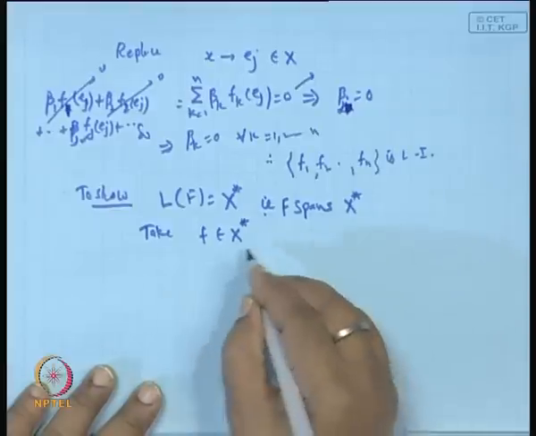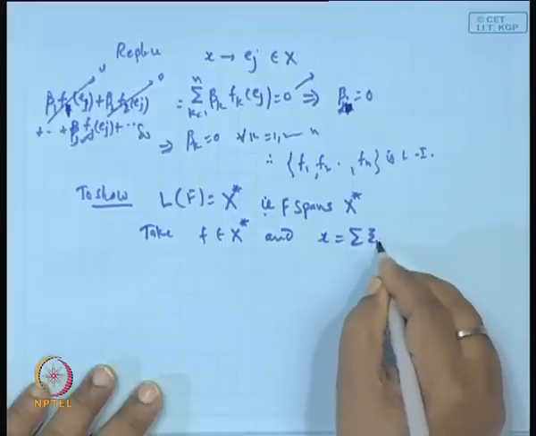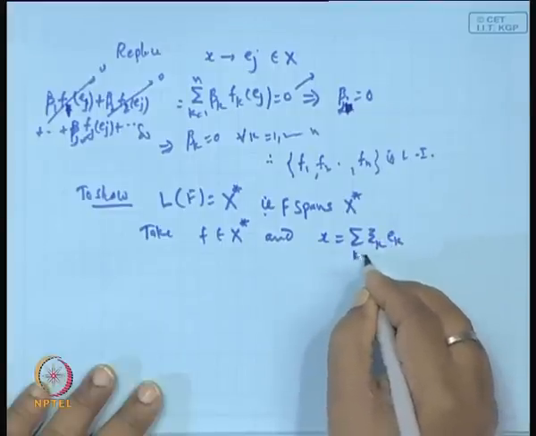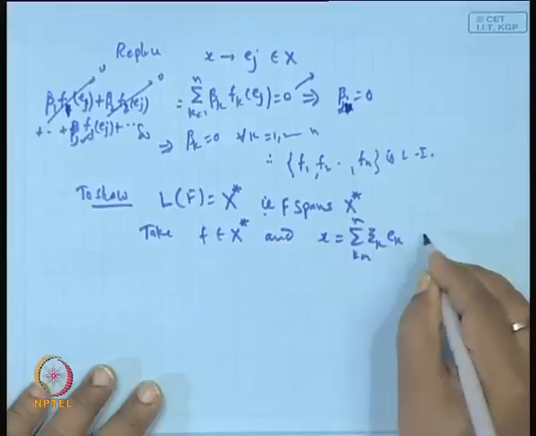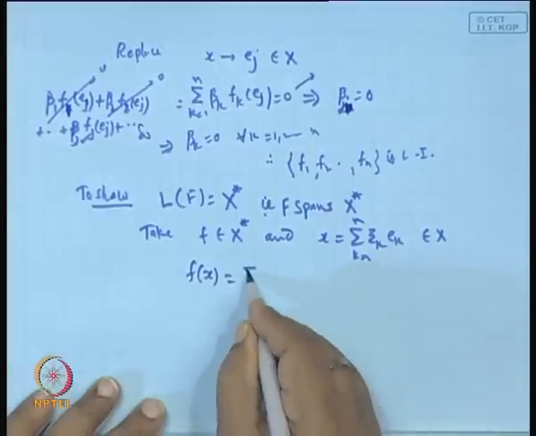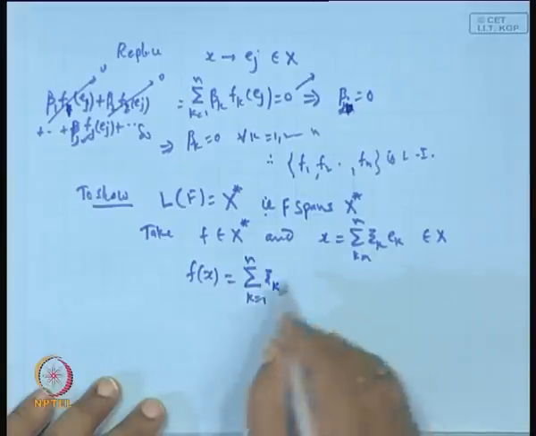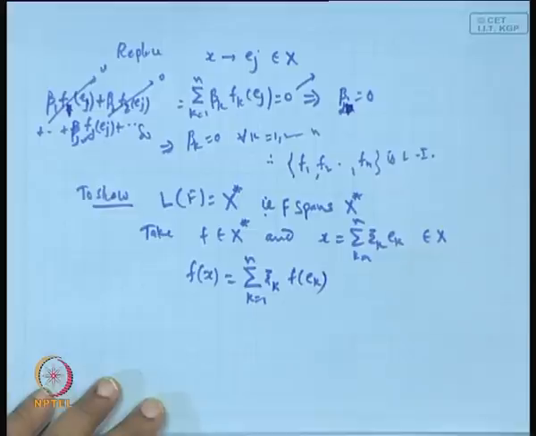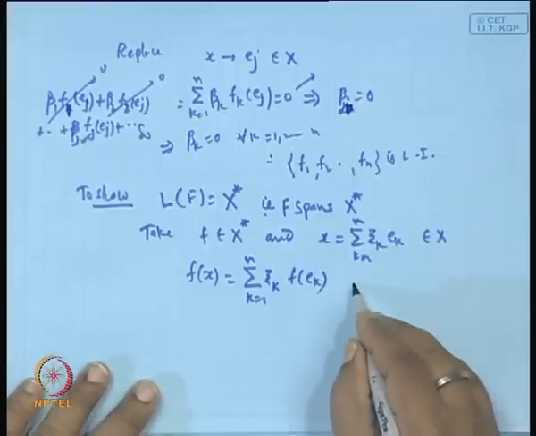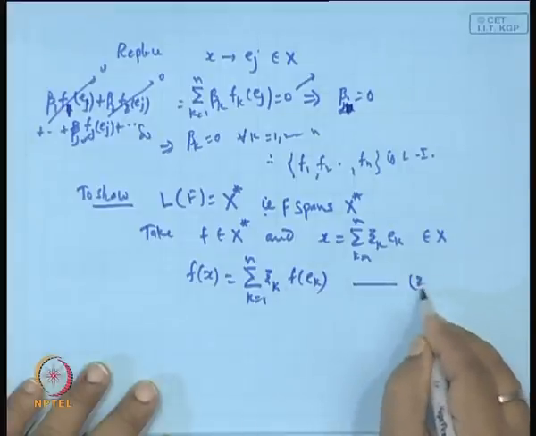Okay. So x, which is sigma xi k e k, k is 1 to n, is an element of X. So f of x will be equal to what? Sigma xi k, k equal to 1 to n, and f of e k. Is it okay or not? f of e k. Now, let it be this one equation. Okay, let it be 2.